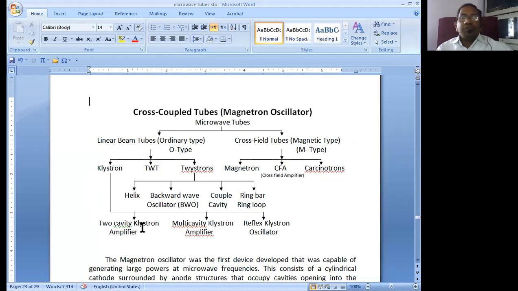And with more than two cavities, if you go on increasing the number of cavities, what will happen now? The amplitude of the signal is going to increase because of the multi-cavity klystron amplifier. As you increase the number of cavities in a multi-cavity klystron, we get more amplification. So we get more amplifier action. That means the amplitude of the input signal is going to increase based on the number of cavities. That is basically what the multi-cavity klystron amplifier is.